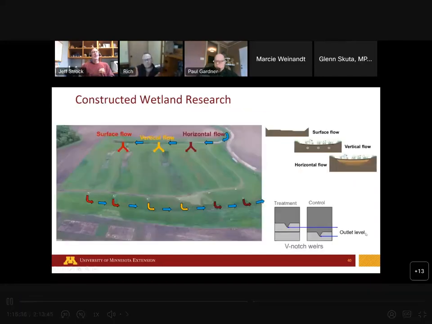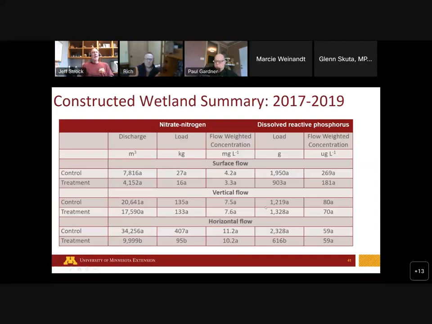Of bearing out in the data that you see here. Now, one of the things that we look at is load reductions for the surface flow wetland, from the treatment and the control. Even though the numbers are numerically different, we're not seeing statistically significant differences. It means there's a lot of variability within the measurements of the system. The same thing with the vertical flow system.